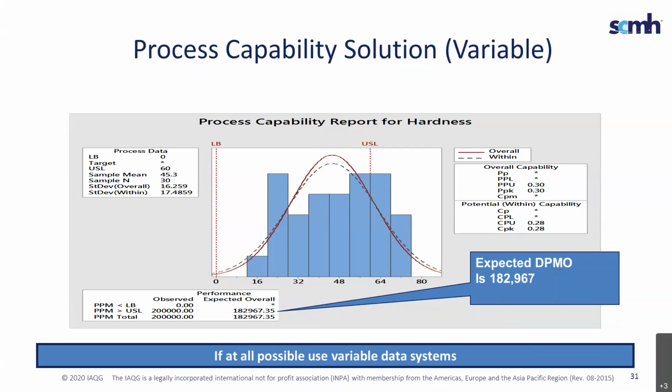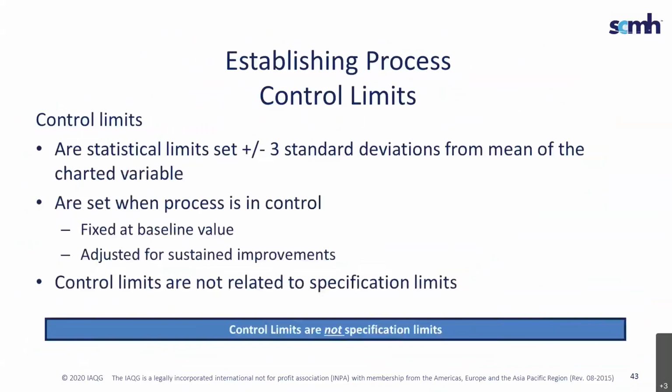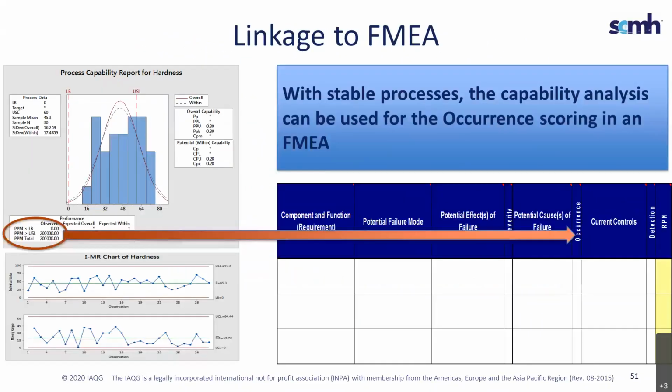Okay, slide 51. Occurrence from this data will be in the P-FMEA. The D-FMEA format developed for aerospace does not have this input for occurrence.